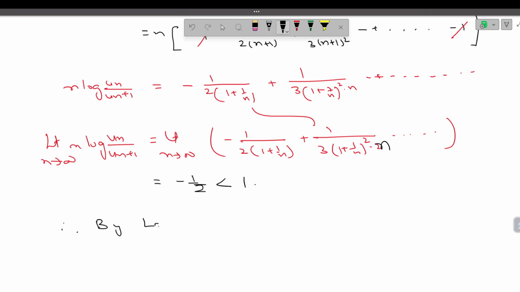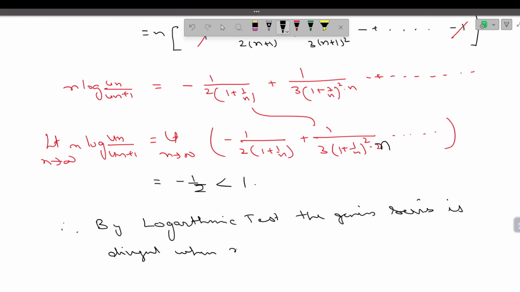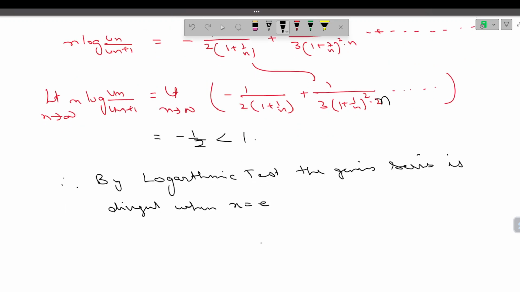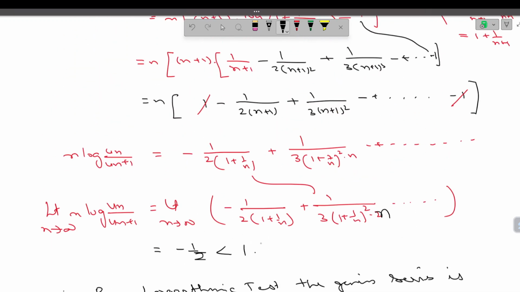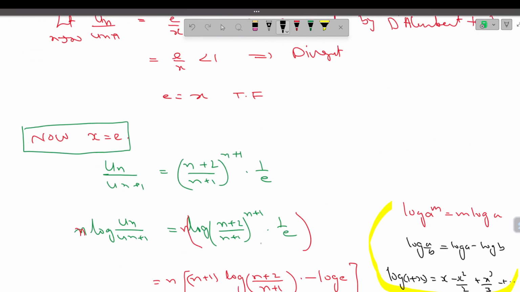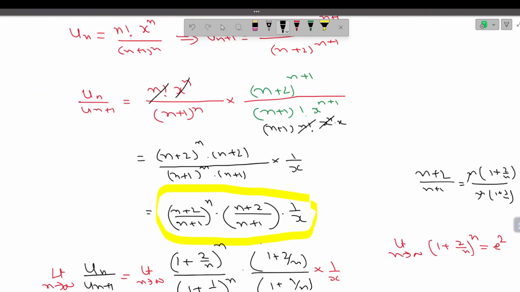by logarithmic test, the given series is divergent. Divergent when x equal to e. It is less than 1, so divergent at x equal to e. That's it. A little bit long problem, but this is for a long question only.